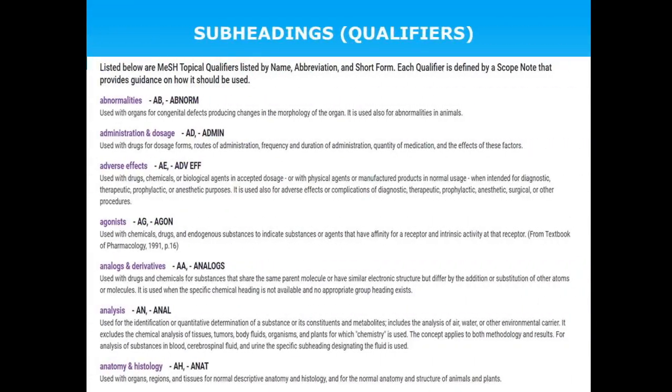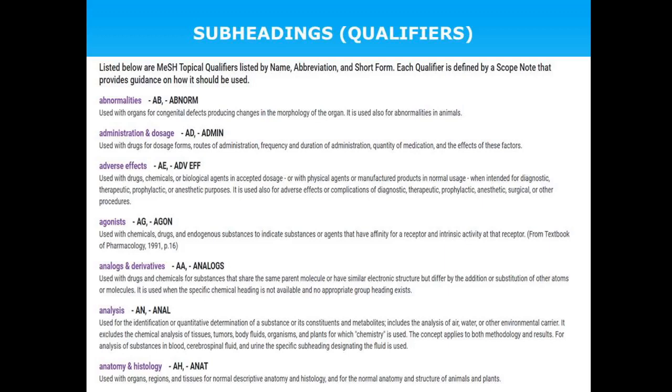Fine. This is about subheadings, and these are the 76 subheadings. I have not given each and every one of the 76 subheadings. This is how it will look when you go to the website of PubMed or NLM. You will easily find this. These are the medical topical qualifiers listed by name, abbreviation, and short form, and each qualifier is defined by a scope note. What is a scope note? It is guidance on how it is used, a scientific definition: where it is used and how to use it.